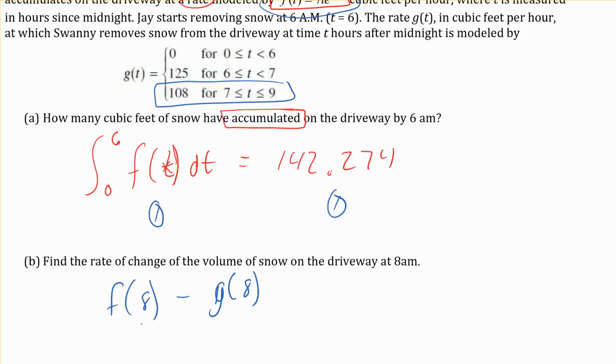So snow is coming on, and then once you do that, I think this is something like 41, and this is 108. So your actual answer is negative 59.582 feet cubed per hour. And this was just worth 1 quick point right there, just for the answer.